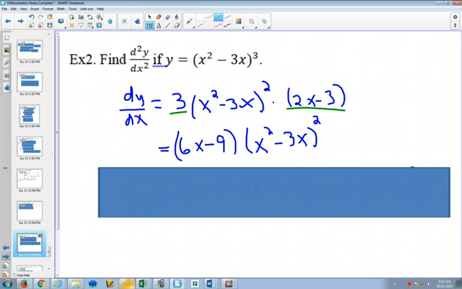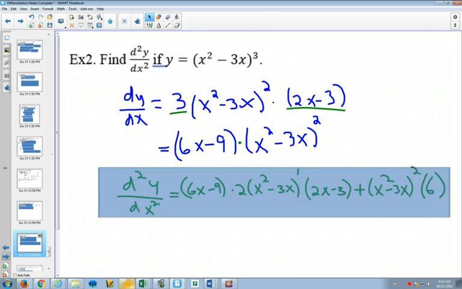Now that we've got our first derivative, what do we notice? We notice we have one function multiplied by another function. So we're going to have to use a product rule. And in that, you see that in the second function, we're still going to have a chain rule.